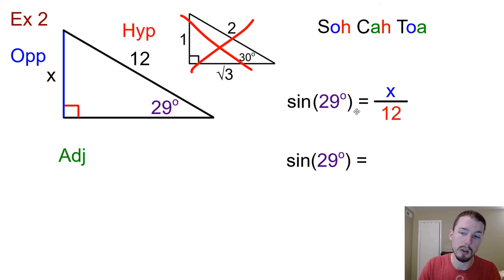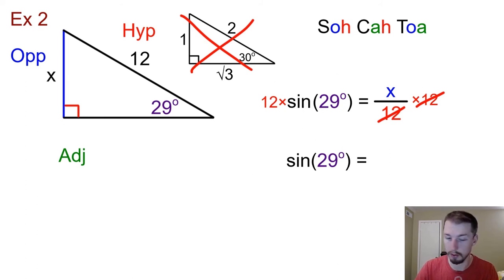Now, what I want to do is get the x by itself. So I need to get rid of this division by 12. So I'm going to multiply both sides by 12. If I multiply one side by 12, I'm going to multiply the other side by 12. So these two are going to divide to 1, and I'm left with x is equal to 12 sine of 29.